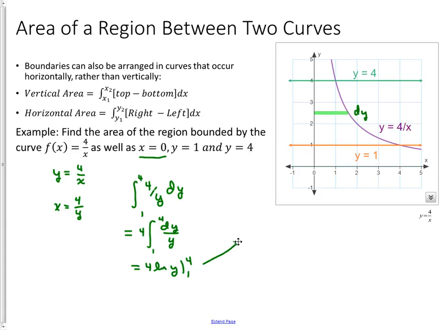That's actually not a bad one to evaluate. We're going to get 4 times the quantity natural logarithm of 4 minus the natural logarithm of 1. Well, the natural logarithm of 1 turns out to be 0, and so our area will be 4 times the natural logarithm of 4, which we could approximate using a calculator if we really wanted to.